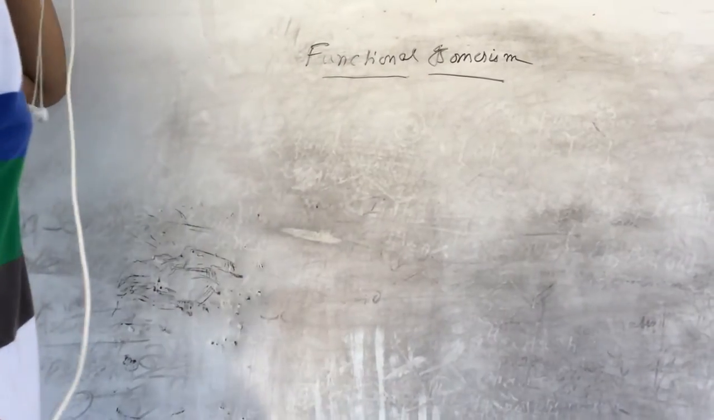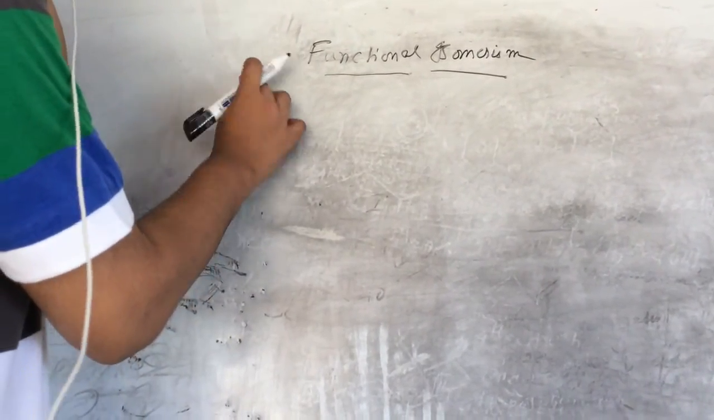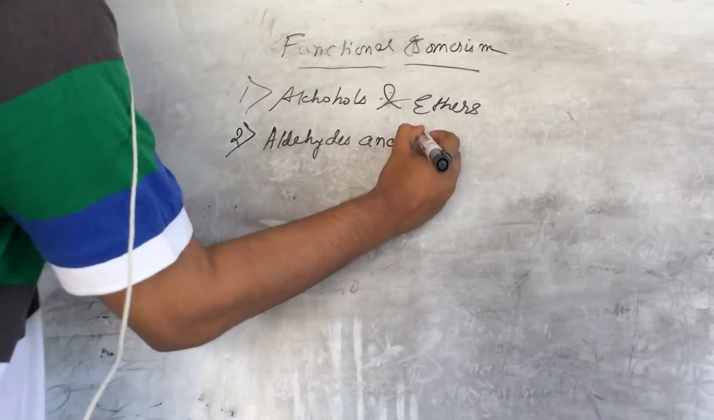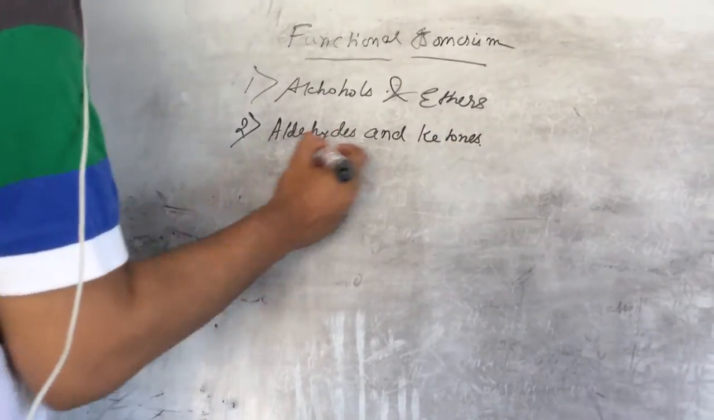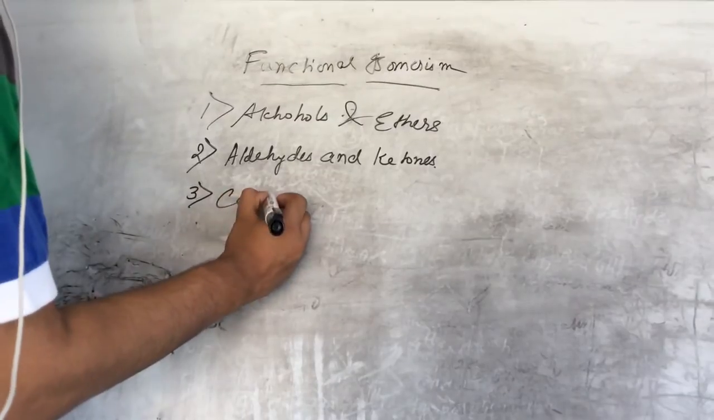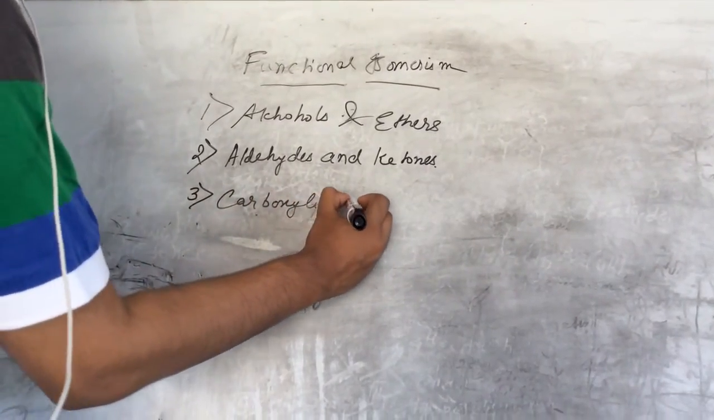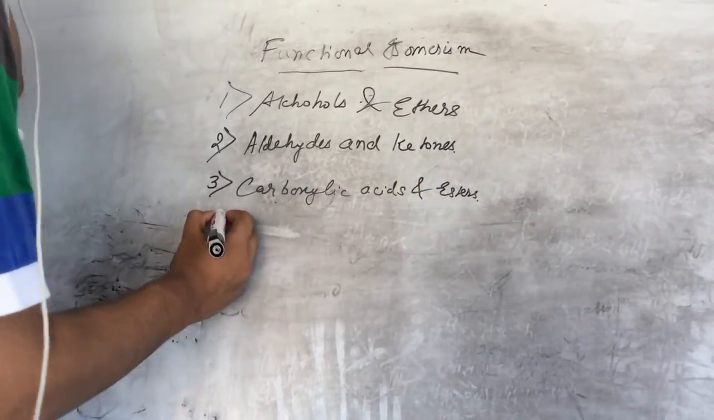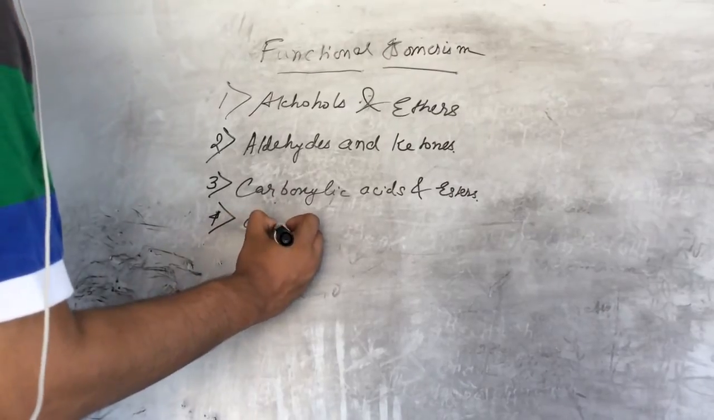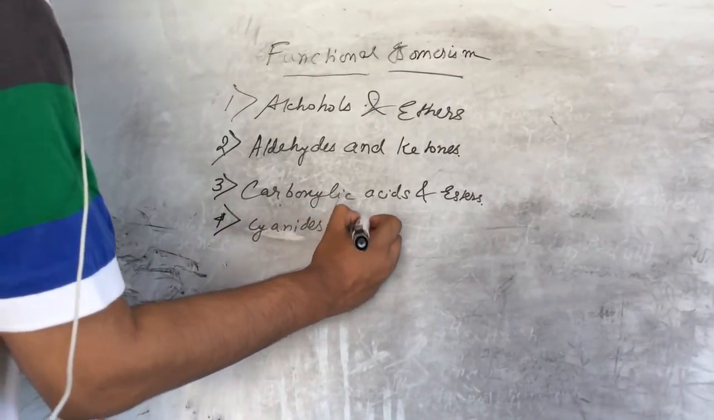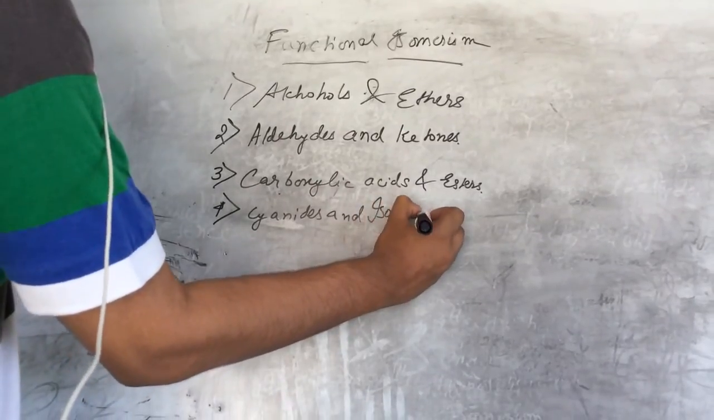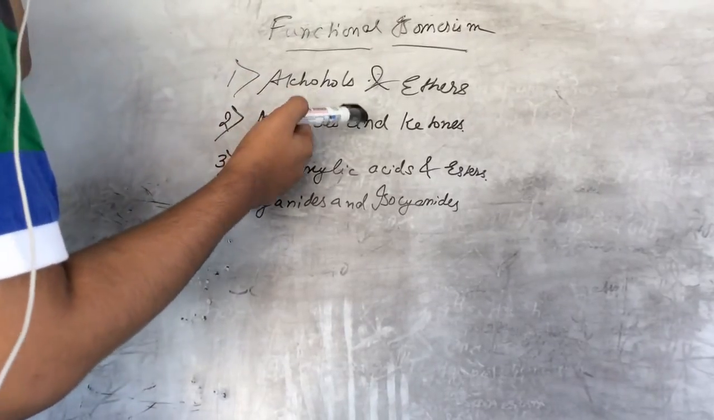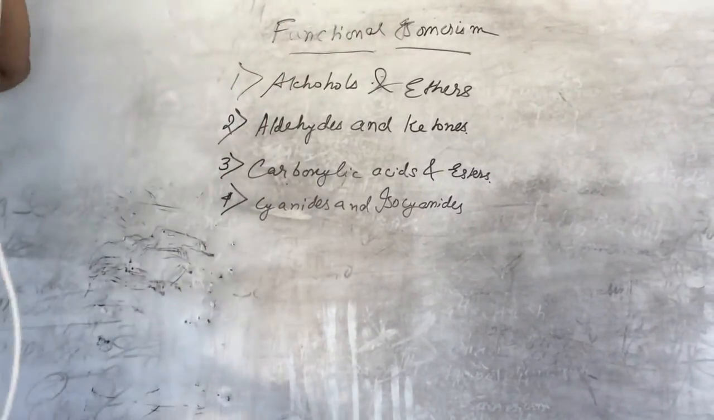So it is due to the presence of two different functional groups, such as aldehydes and ketones, carboxylic acids and esters, and cyanides and isocyanides. Also sometimes aldehydes and unsaturated alcohols also show functional isomerism.